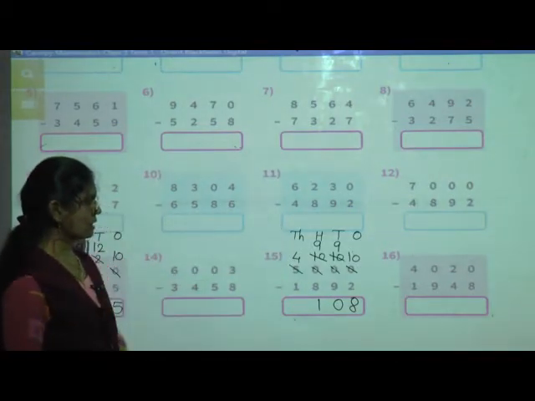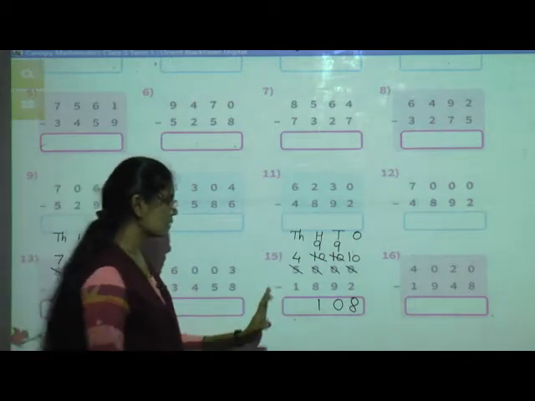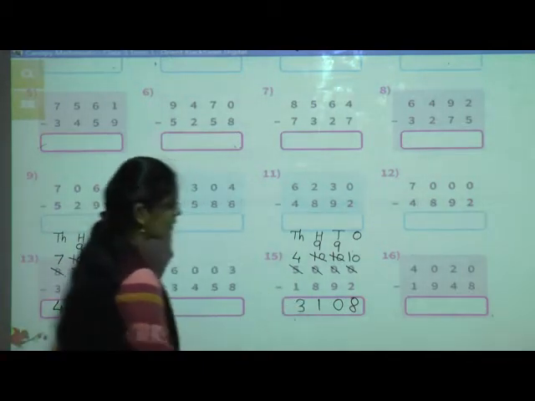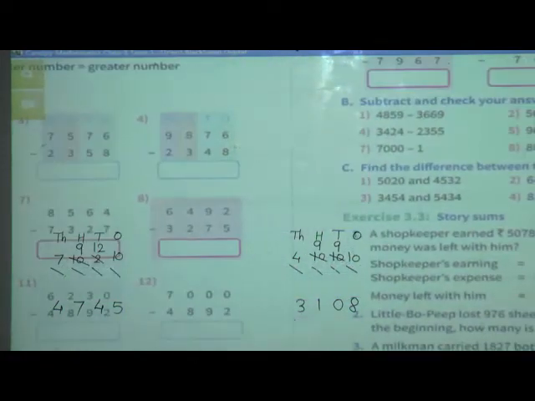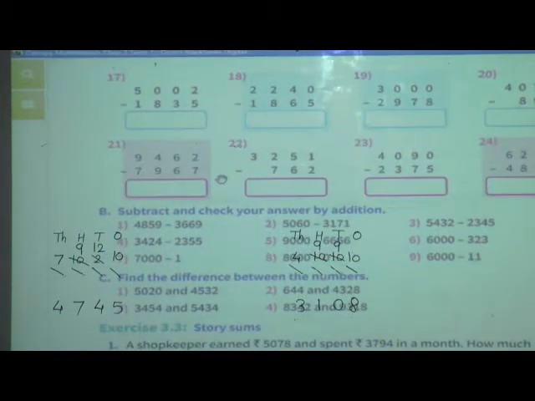Now thousands place is remaining. Here 4000 minus 1000, 4 minus 1. After 1 count your fingers till 4, 4 minus 1 is 3. So 5000 minus 1892 is equal to 3108. Okay, then after 15 the next odd number sum we will take, that is 17th one.